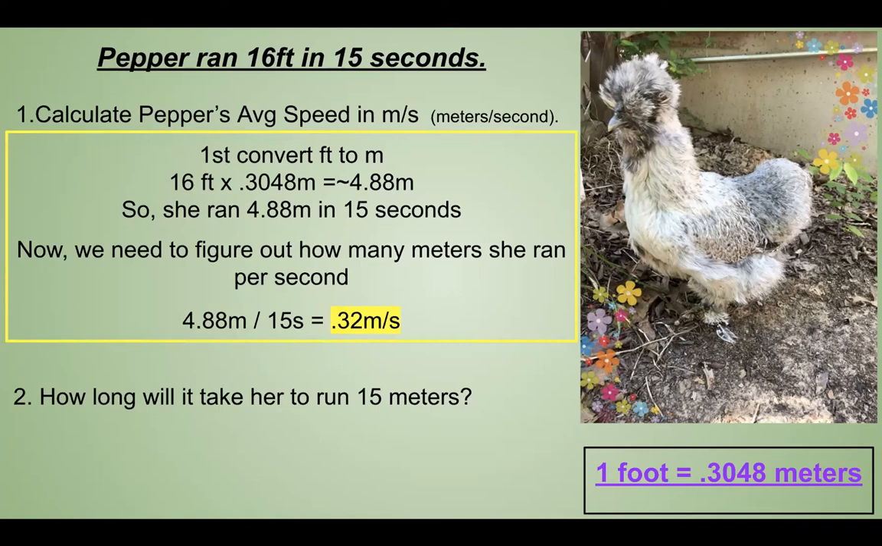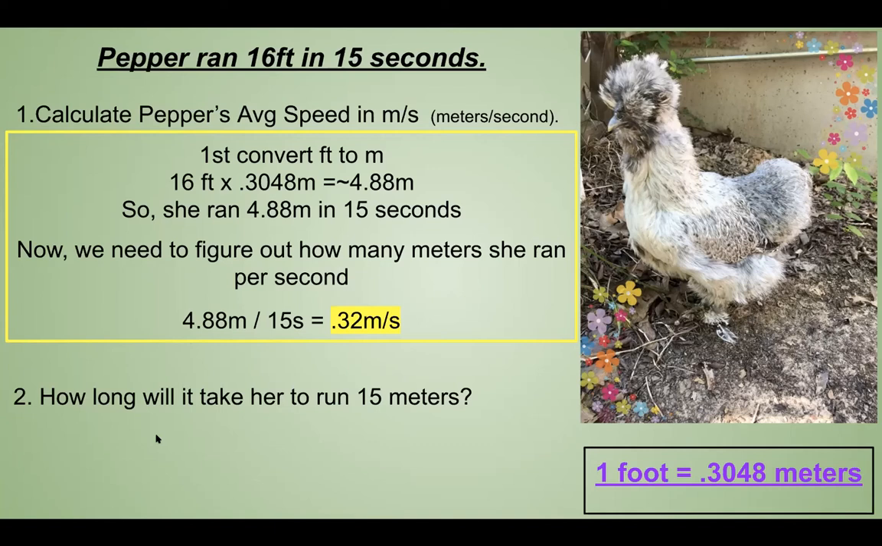But I have another step to answer that question. Now we need to figure out how many meters she ran per second. To find that out, all I have to do is take that 4.88 meters and divide it by the 15 seconds. And that gives me my answer of 0.32 meters per second. So that lets us know that Pepper ran 0.32 meters per second.